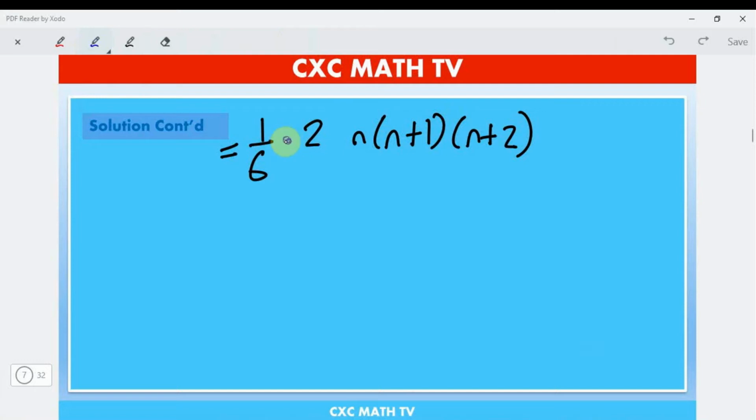So what we're then saying is, when we multiply this, we see that 1/6 times 2: 2 goes into itself 1 time, 2 goes into 6 3 times. So it works out to be 1/3 n times (n plus 1) times (n plus 2).